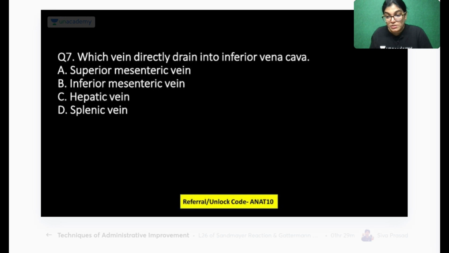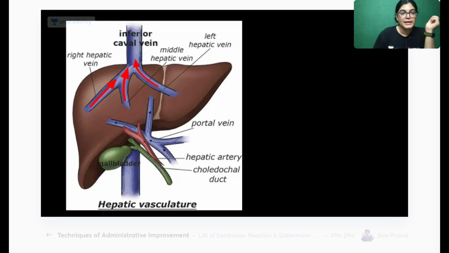So, okay, 38% of students have given the right answer. Actually, the correct answer is hepatic vein. The hepatic vein is a tributary of the inferior vena cava, and it is directly draining into the lumen of the inferior vena cava. Let me show a diagram for it.